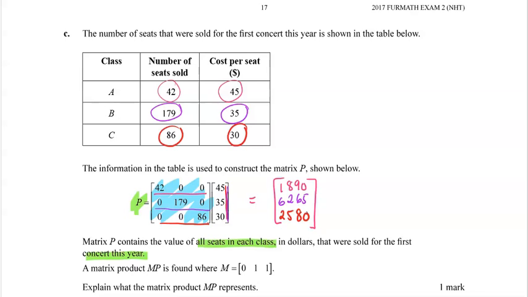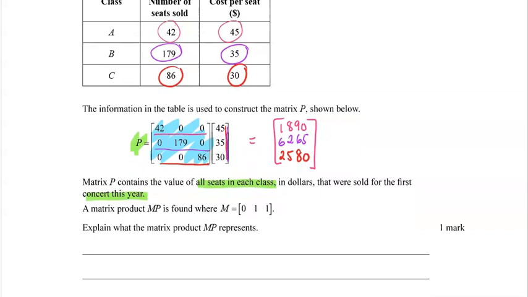If we continue now on with the question, we're then asked, a matrix product, MP, is found where M is equal to this matrix here.